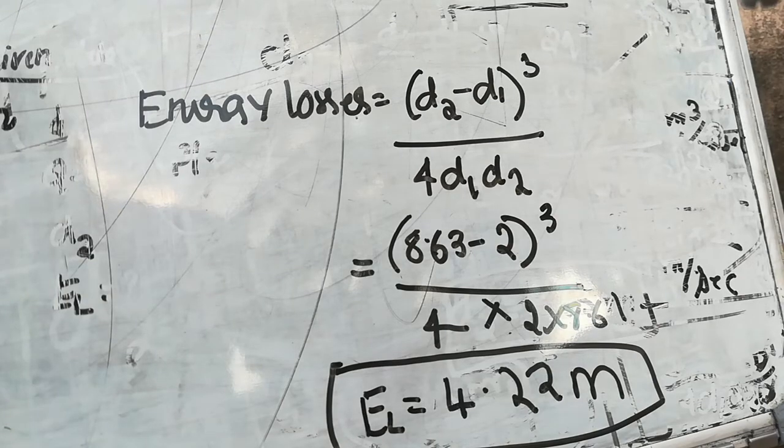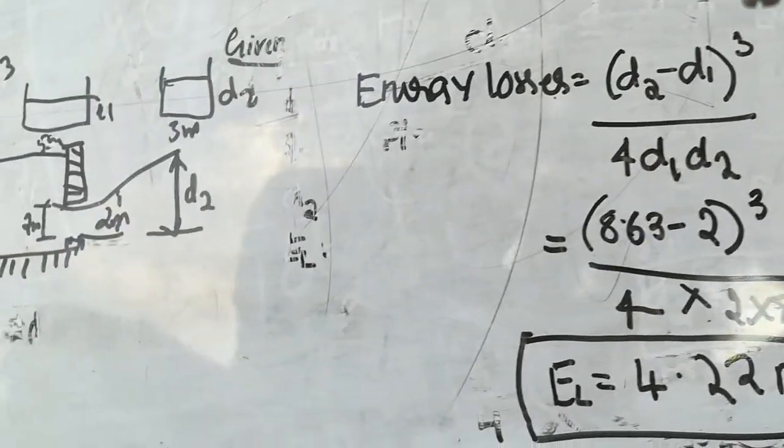Next, what do we need to calculate? D2 we calculated, and energy losses, flow depth and head losses, we calculated here. Next problem, solve the problem. Next problem, in a rectangular channel, one more hydraulic jump energy loss problem.